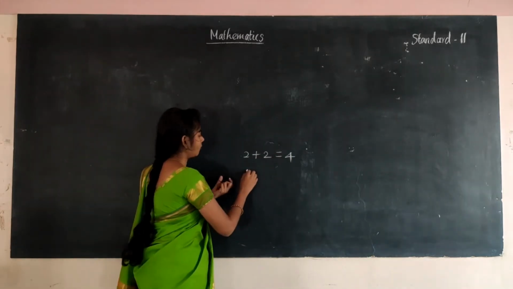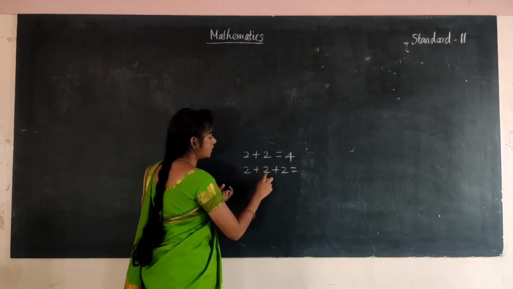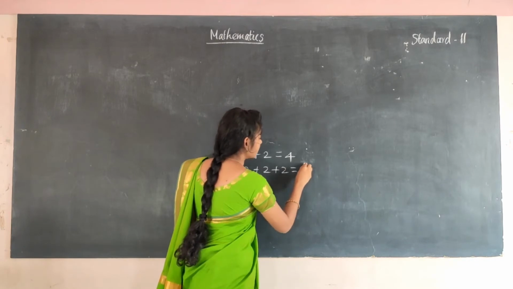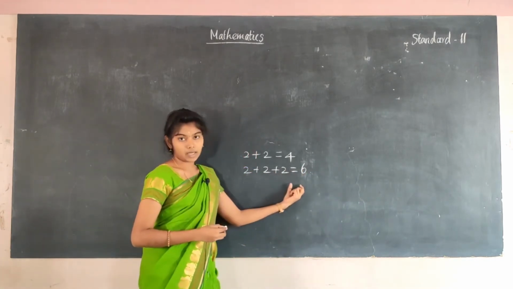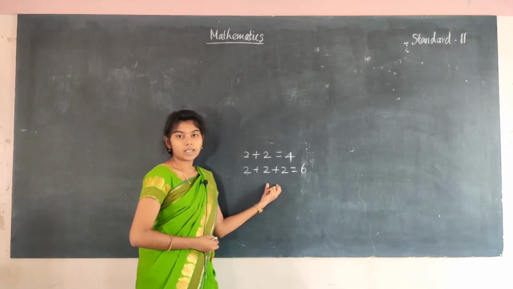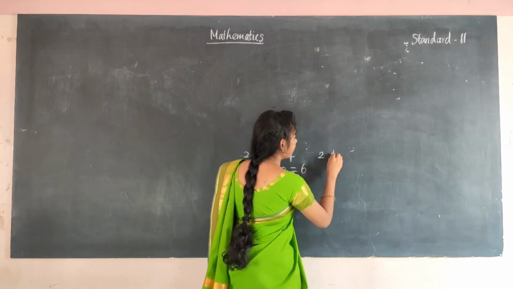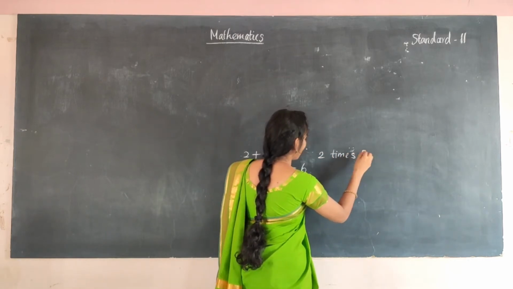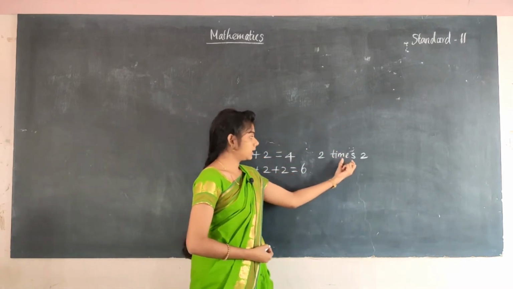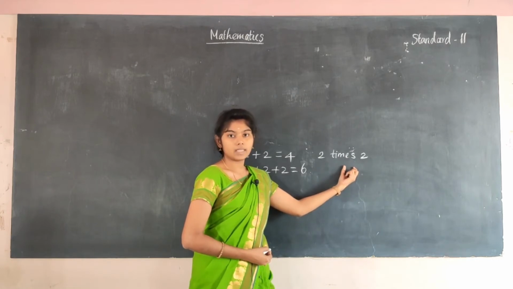And if the number is written 3 times, then it is 2 plus 2 plus 2. This is also a repeated addition, so we get the answer as 6. This is repeated addition, and from this we got multiplication. So multiplication is repeated addition. Here 2 is written 2 times, so we write it like this. This is multiplication as repeated addition, which we saw in the last class.